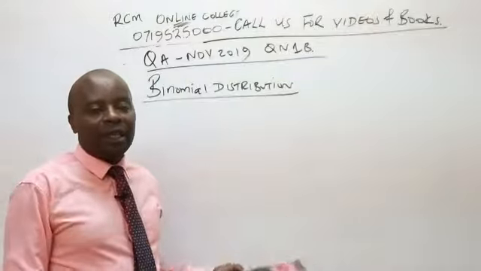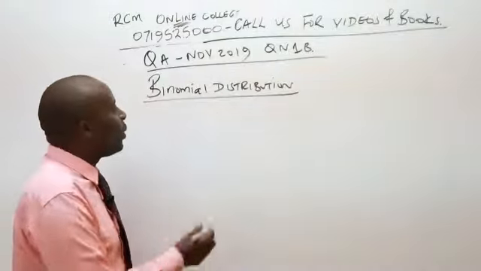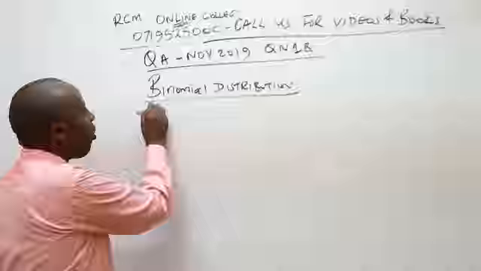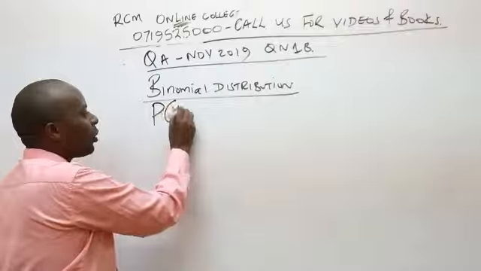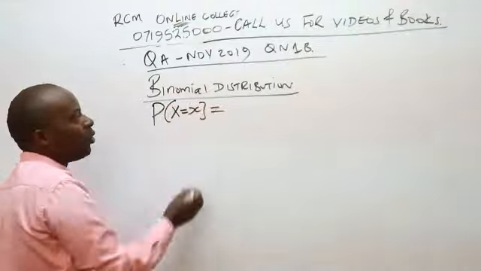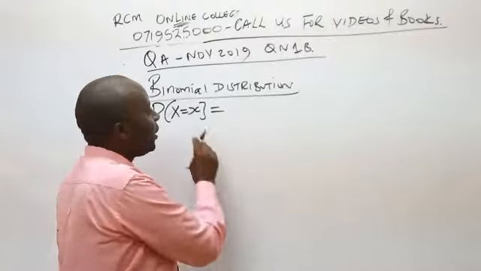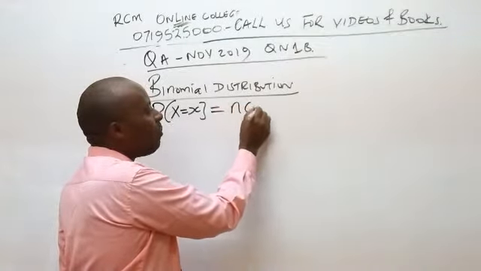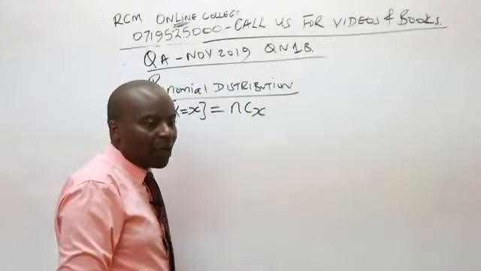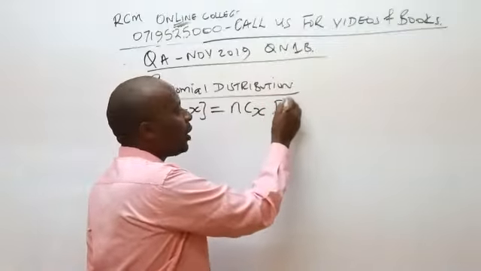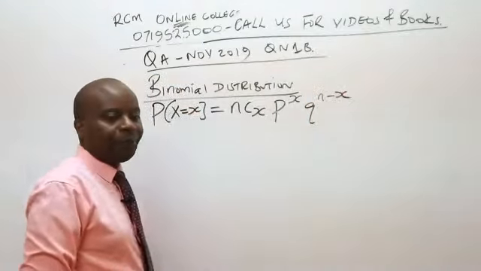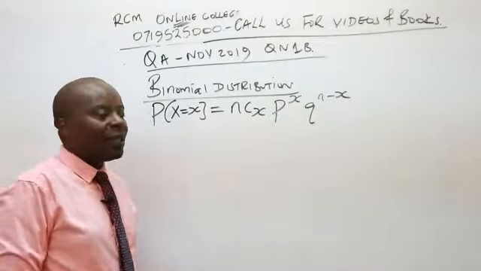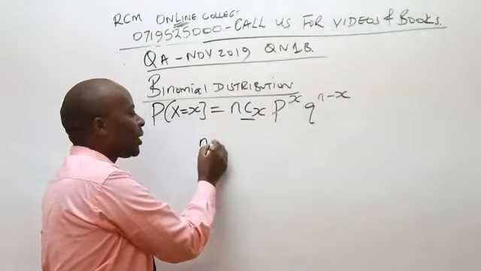It's a Bernoulli trial setting, and ladies and gentlemen, if you recall, there is a formula that we have here. Probability of capital X being equal to small x will be equal to n combinations x, p raised to x, q raised to n minus x, like that.